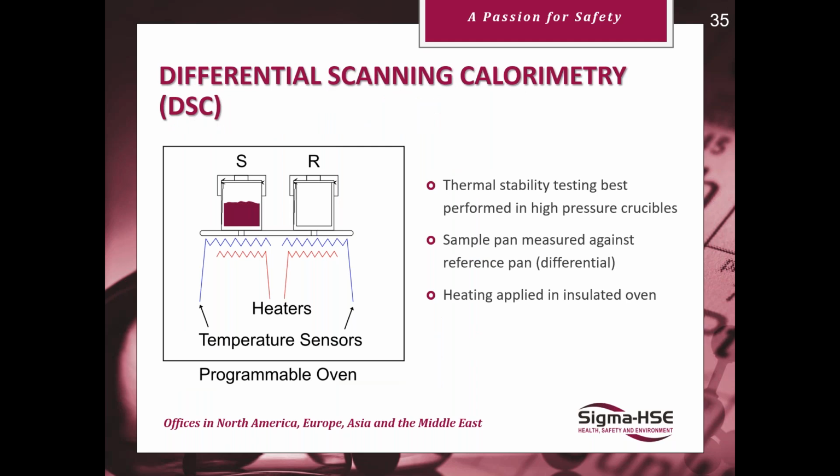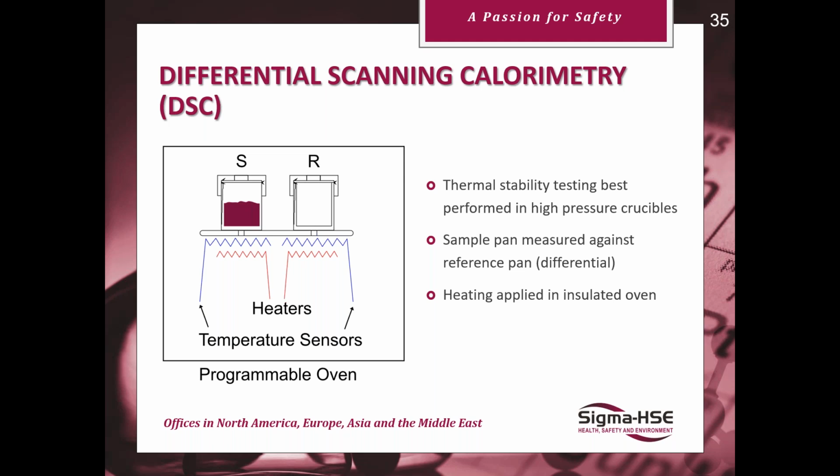So this typically works, especially in our case, with a reference sample which will have no events as you go through the temperature ramp against your sample, and the differential temperature profiles between the reference and the sample give us the plot that we provide as the data.